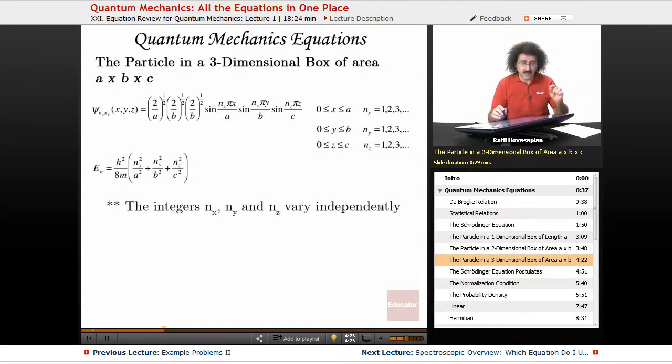The particle in a 3-dimensional box. You're just multiplying the individual equations for a 1-dimensional box. So it's this whole thing. Note it's a function of 3 variables. x goes from 0 to a, y goes from 0 to b, z goes from 0 to c. Now you have 3 quantum numbers. They vary independently. This is the expression for the energy of a particle in a 3-dimensional box.